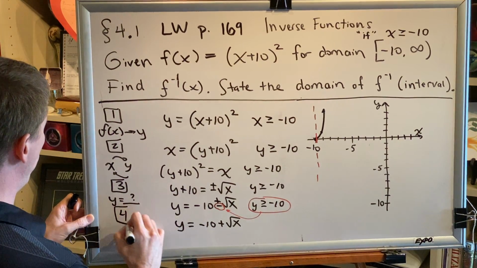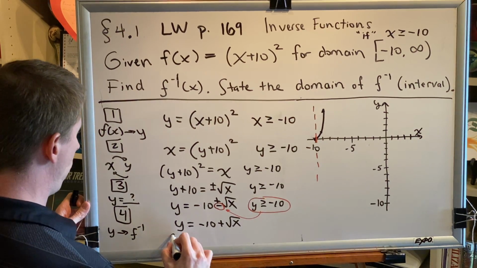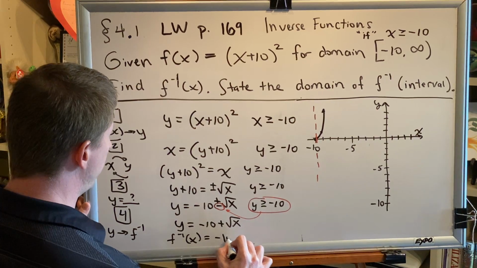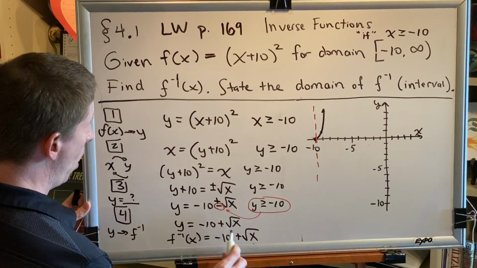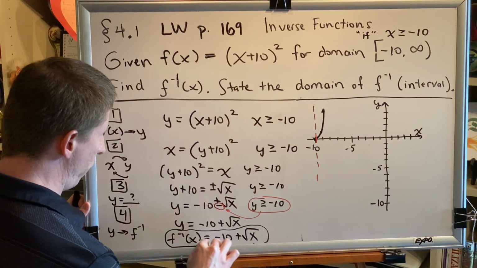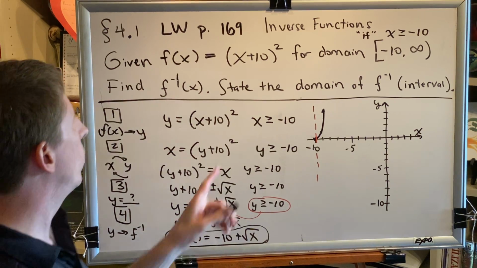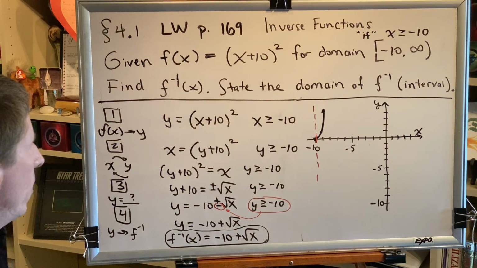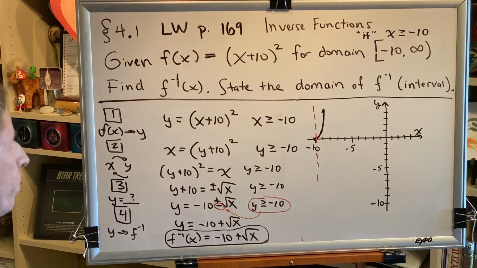And finally, step 4 is to turn y into f inverse. So f inverse of x is equal to negative 10 plus the square root of x. All right, great. First part of this problem is now done. We found f inverse of x. Now the only thing left to do is to state the domain of f inverse as an interval. Okay, so let's see if we can go ahead and accomplish that.